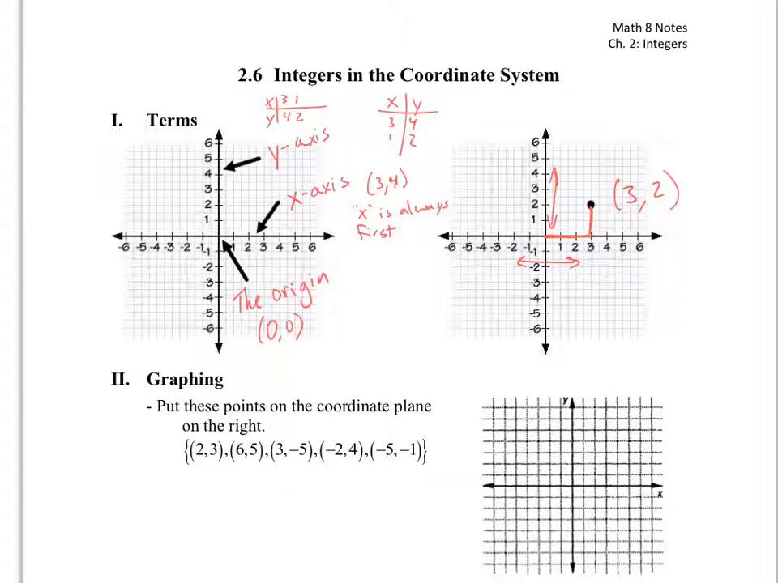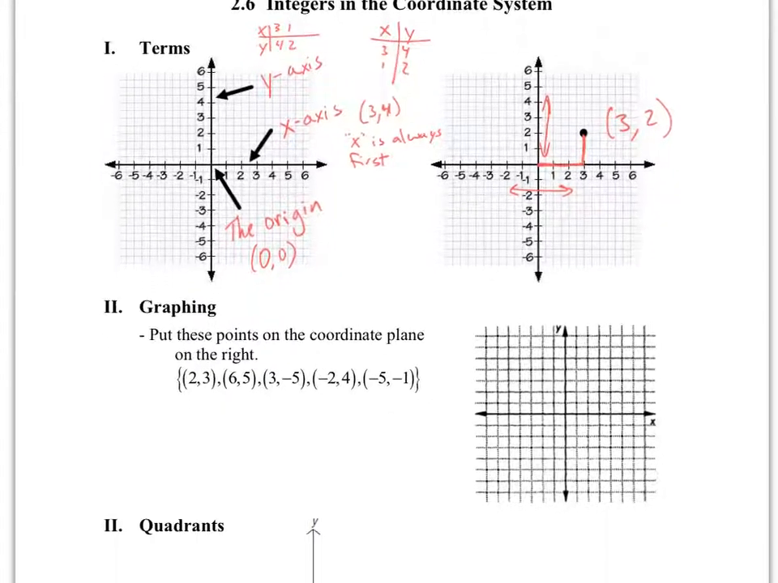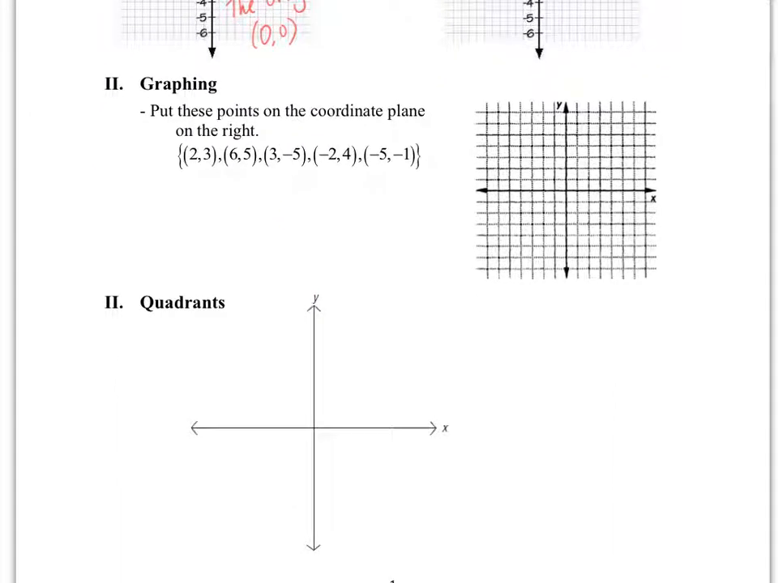So those are the terms you're going to have: the x-axis, y-axis, the origin. Now what does it mean to graph these things? I'm going to put some of these points on there. We'll do this one first. I'm going to put them in different colors so that you know which one's which. But 2, 3, so you go over 2 and up 3.